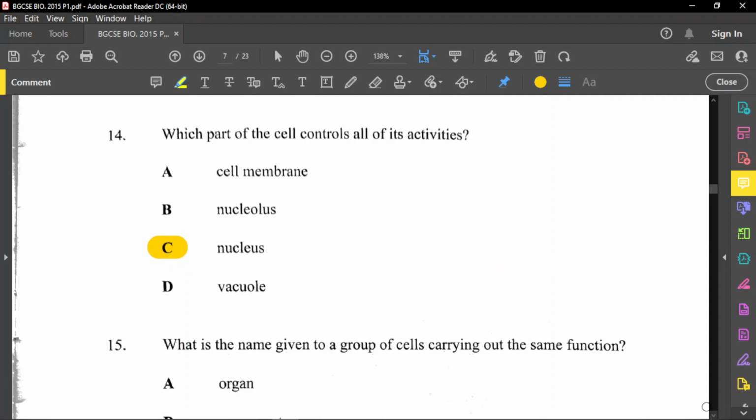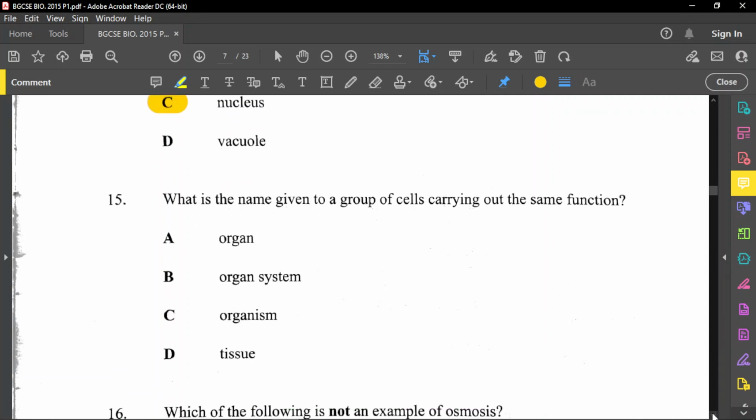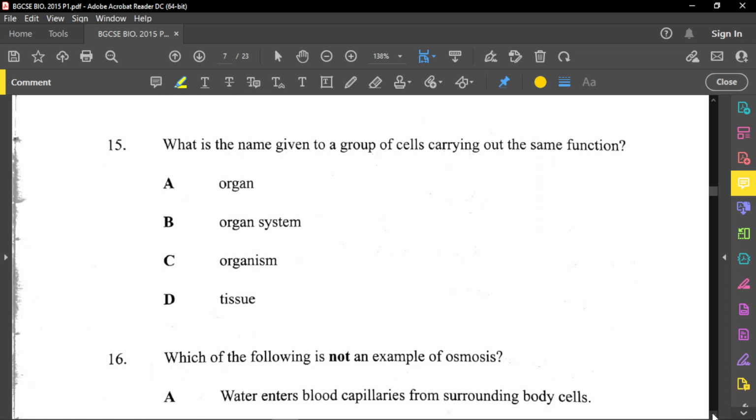Number 15 is, what is the name given to a group of cells carrying out the same function? So when a group of cells come together to carry the same function, we call that tissue. But I need to remember the development of the organism. We start from cell, then tissue, then organs, and then we go into the organism. All right, so remember the order of how organisms are formed.